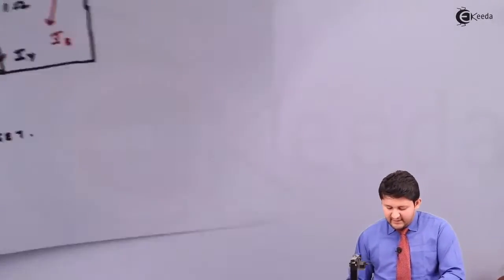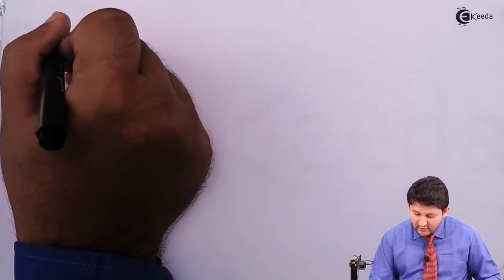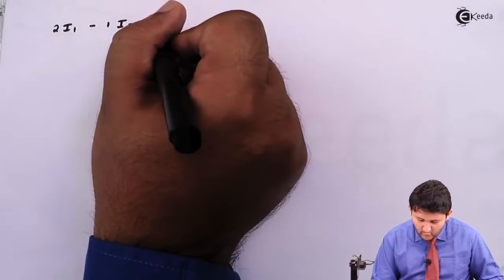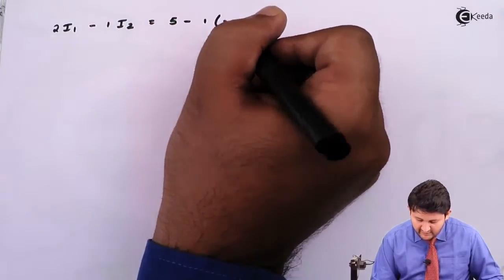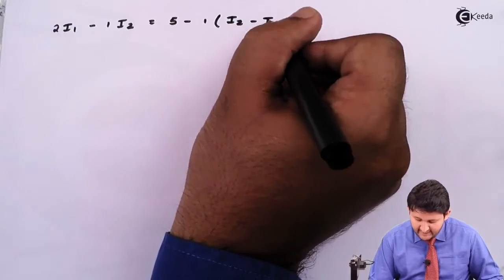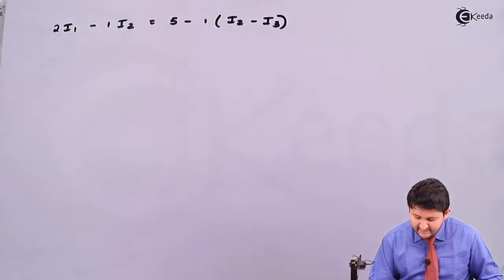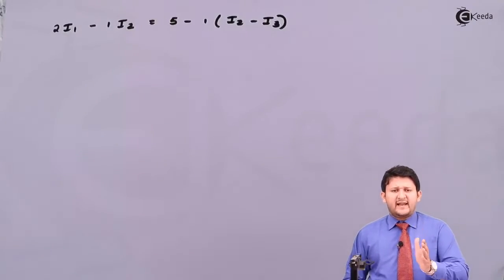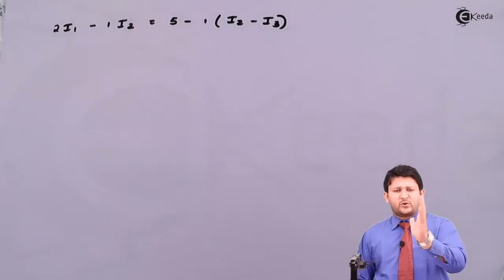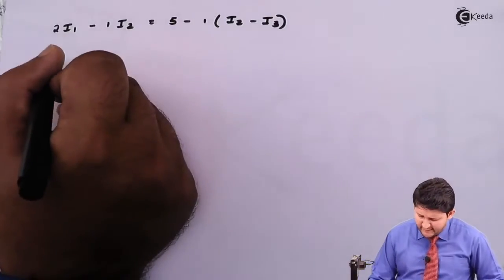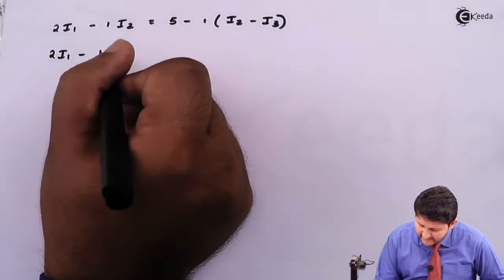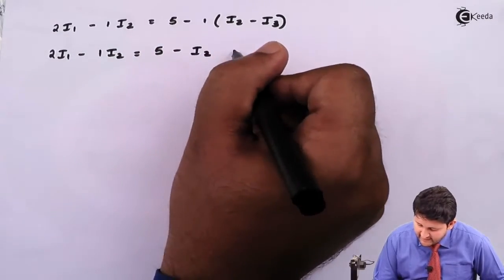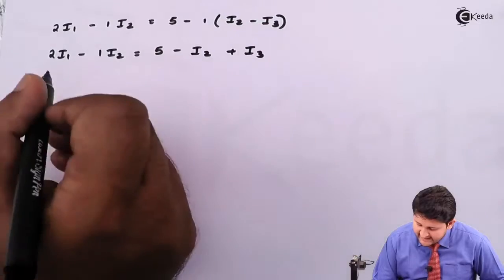Put this value in the above equation, and you'll get 2I1 minus 1I2 equal to 5 minus 1 bracket I2 minus I3. Simplify it, because the rule says your LHS should have all the variables and RHS should be only constants. So 2I1 minus 1I2 equals 5 minus 1I2 plus I3.